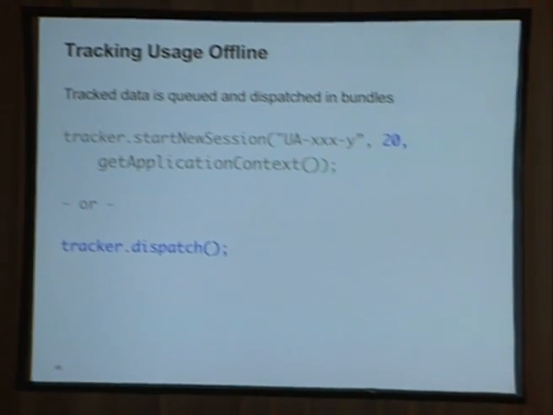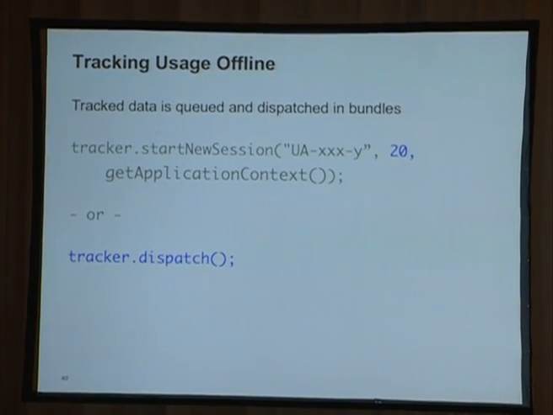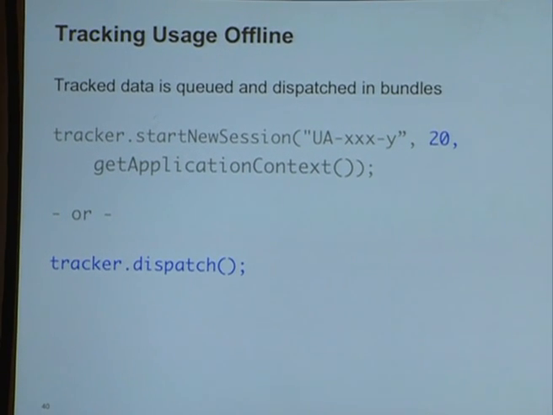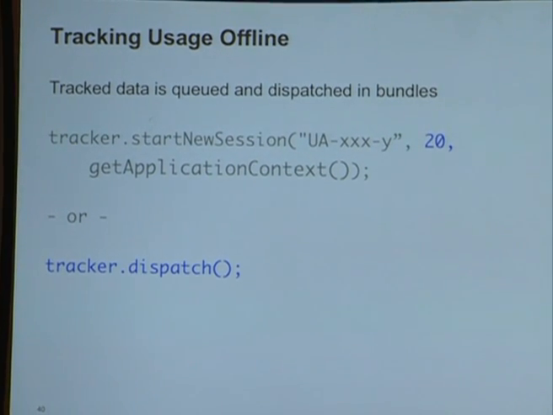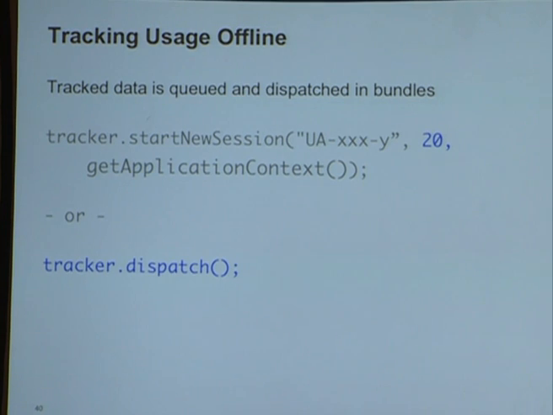Typically, we recommend using this auto batching after a period of time, because we'll batch a bunch of requests, and even if the user is offline, we'll continue batching requests. When the user comes online, we'll send all those requests to Google Analytics, so we'll still be able to track users when they're not online.